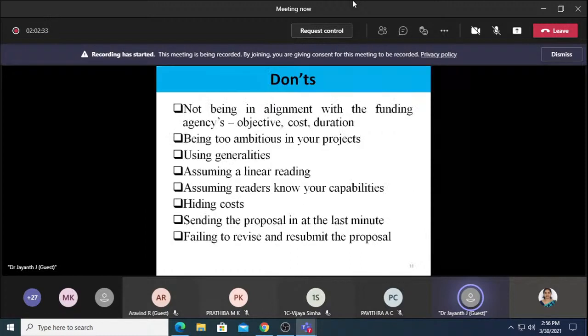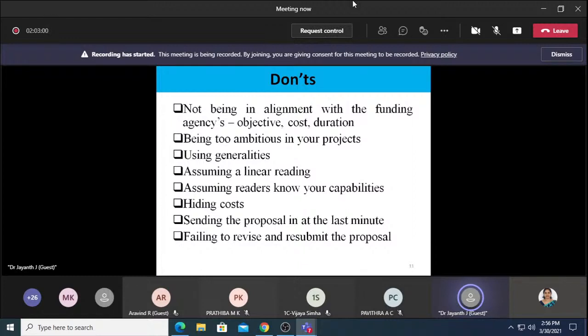Next, don't. If you are not aligned with the funding agency's objective, cost, and duration, your proposal will be rejected. Being too ambitious in your projects will also lead to rejection. Don't use general terms or say it is generalized. Don't write too many mathematical concepts, or say it is a common reading sector. Don't assume your readers know your capabilities.